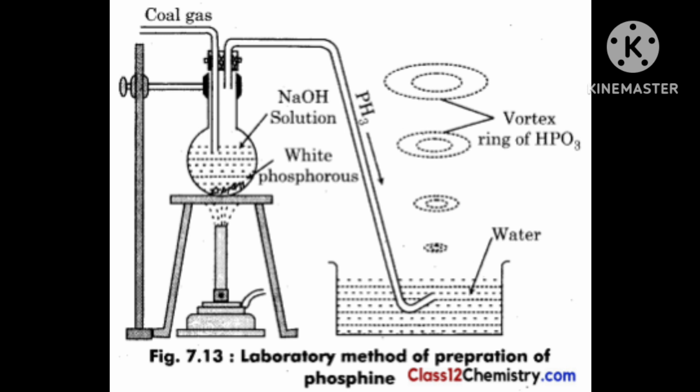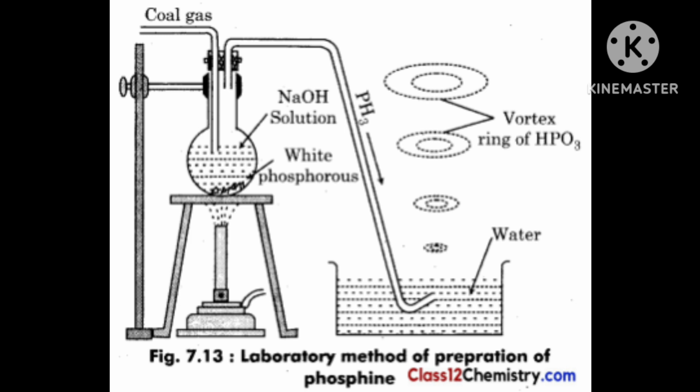Phosphine, PH3, and NH3 have similarity. Phosphine also has a lone pair of electrons, just as ammonia has a lone pair on nitrogen; here it is on phosphorus. Phosphine is weakly basic and, like ammonia, gives phosphonium compounds with acids. Because it is basic, obviously it will react with acids.